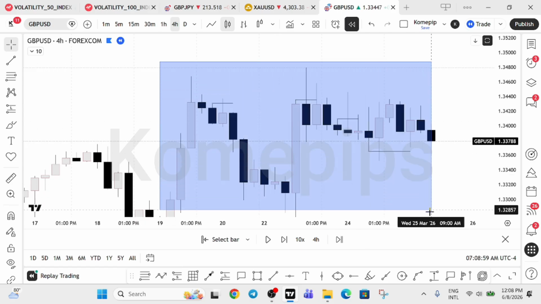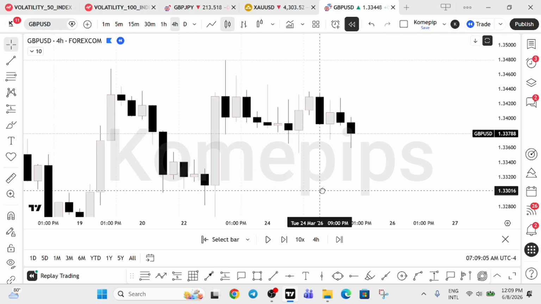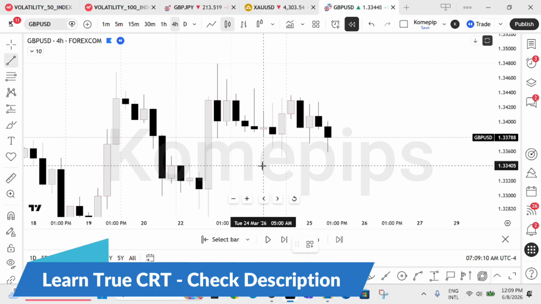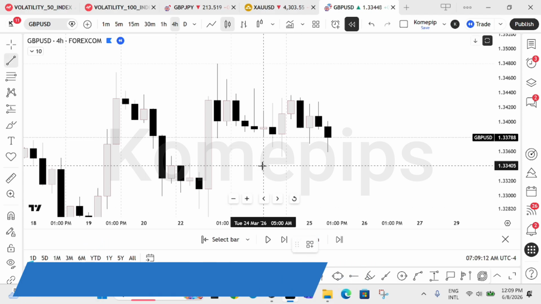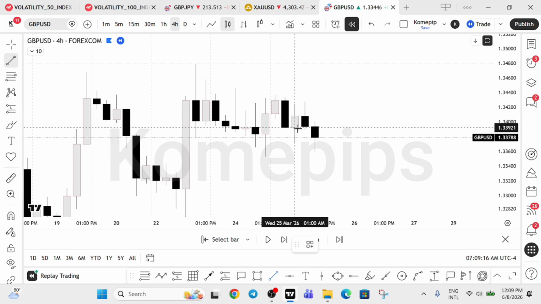So we want to trade the 1 a.m. CRT. That's what we want to trade. So what do we do? We need to look for every 9 p.m. candle and wait for price to sweep it. And how do we do that? We're going to start from here. So this is the 9 p.m. This is the 1 a.m. This is the candle we want to trade.